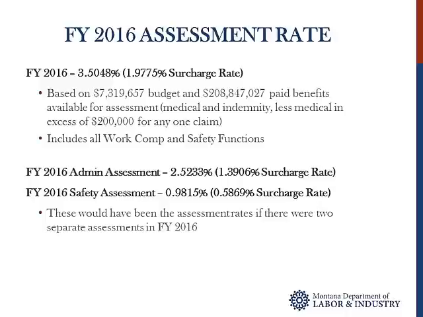The assessment rate for fiscal year 2016 is 3.5048%, which converts to a 1.9775% surcharge rate. The reason there is a difference between the assessment rate and surcharge rate is because a rate must be developed for employers in Plan 2, private insurance, and Plan 3, the Montana State Fund, who are charged a premium. The assessment is based on paid benefits, but in order to pass that cost to employers who pay a premium, that assessment has to be converted to a percentage on their premium.